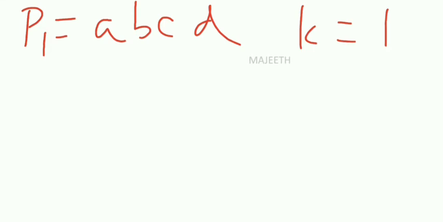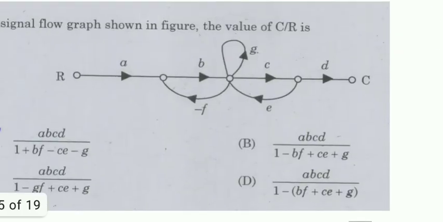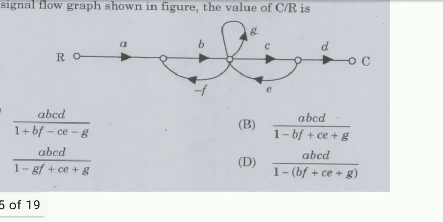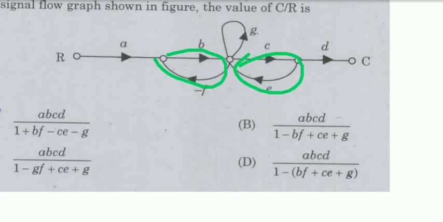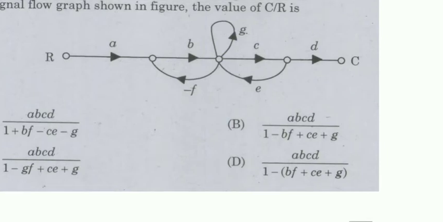So we have 3 individual loops. A loop is one where we start and end at the same point and go in the same direction. Here, this one starts and ends at the same point. This is one loop. Here also it starts and ends at the same point. It is another loop, and it is another loop. So we have 3 individual loops.